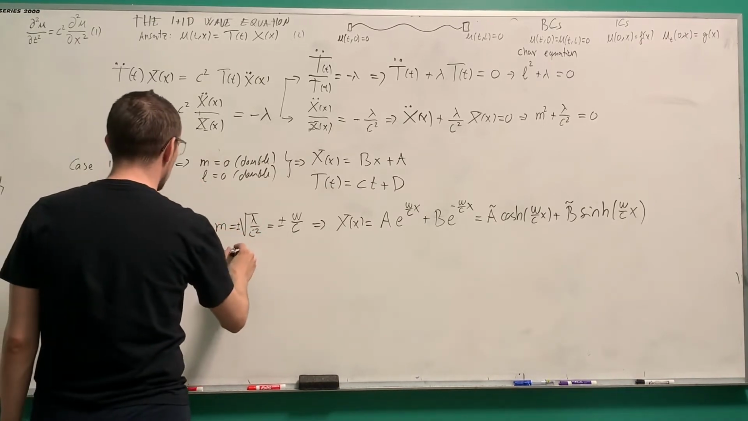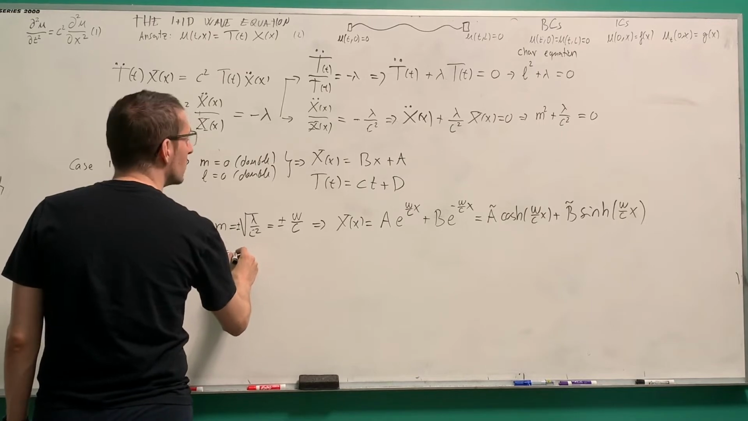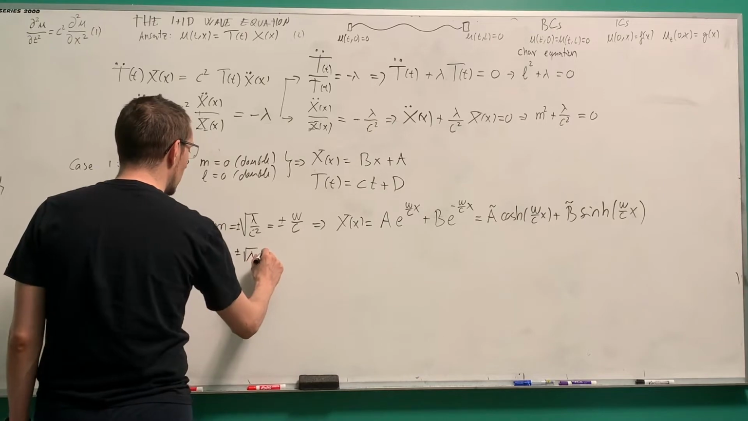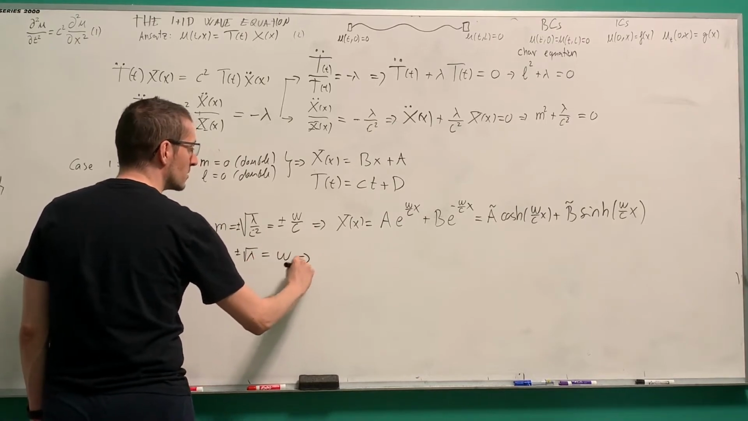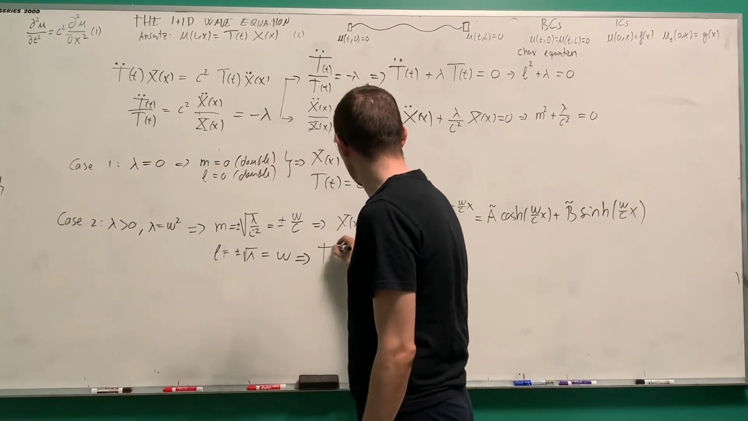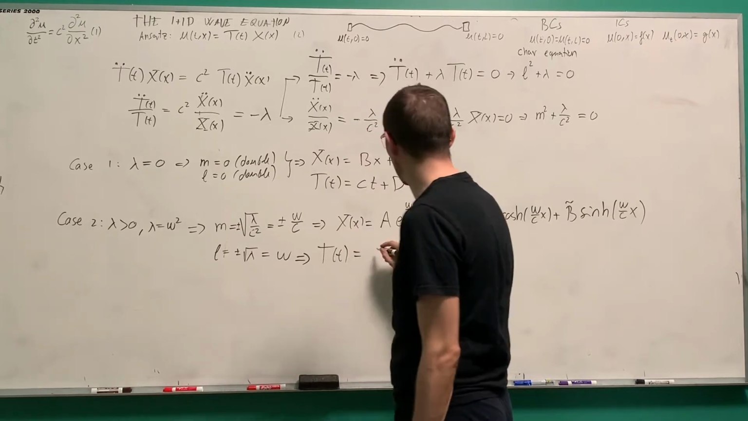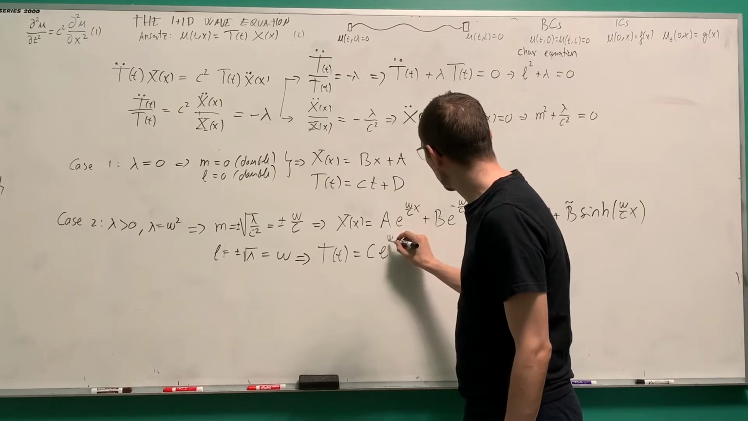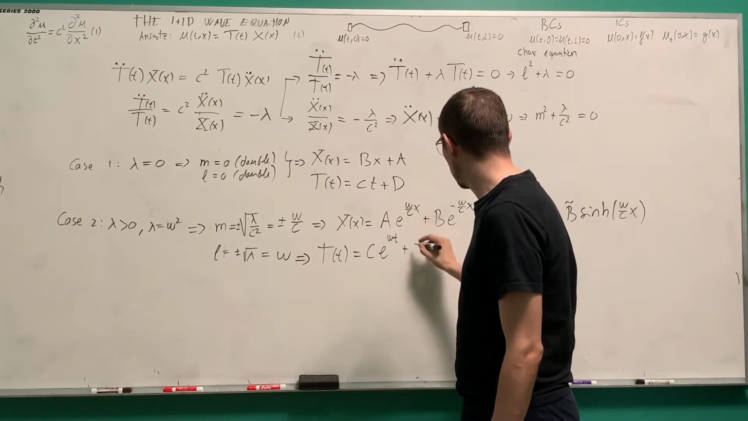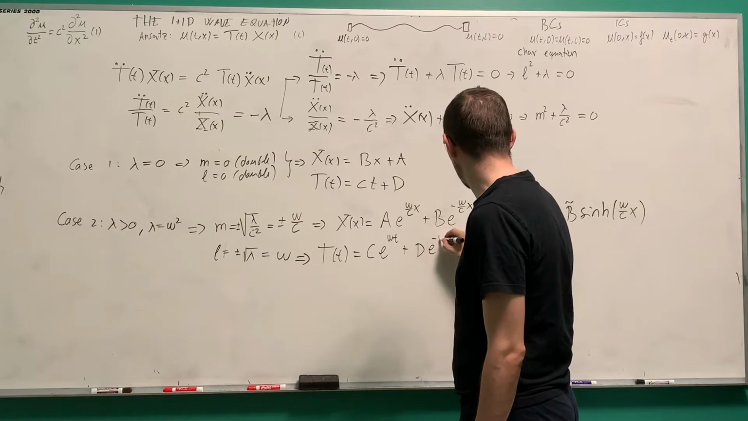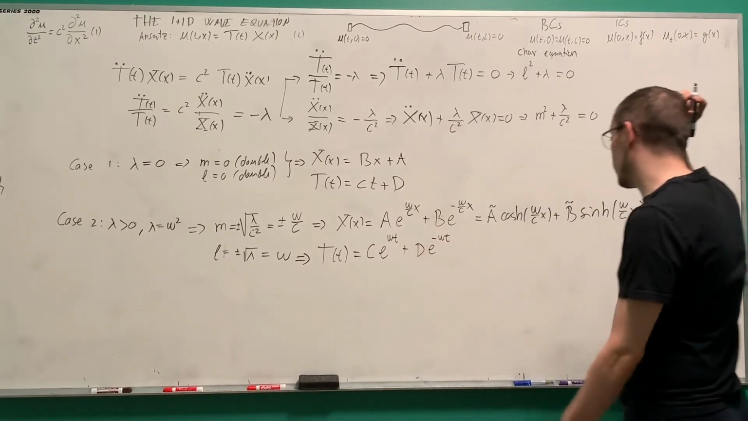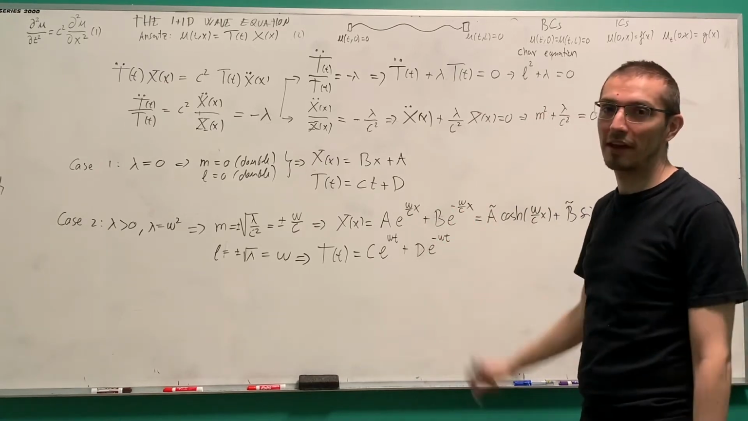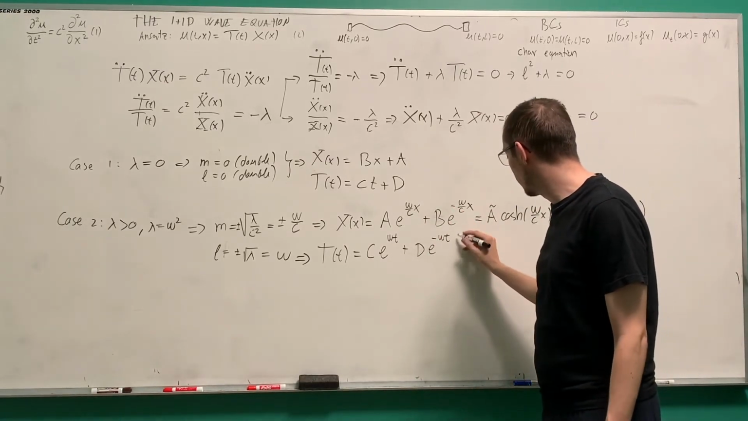Right. So L is equal to plus minus square root of lambda, so that's omega. So the solution in this case for T is T of t equals, same as before, let's call it c e to the omega t plus d e to the minus omega t. Now again, we don't need all those constants because they're going to be multiplied, okay? So it will be enough with three of them, but nevertheless, we write all of them for now.